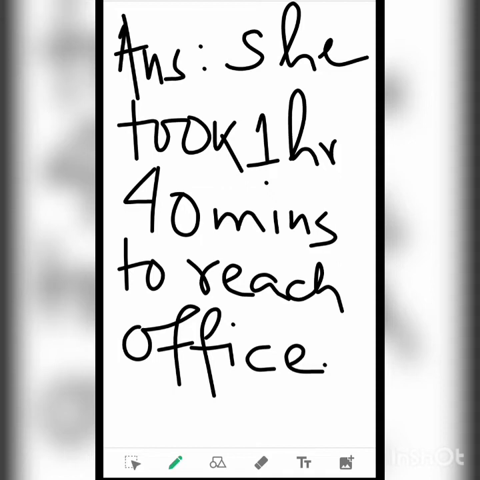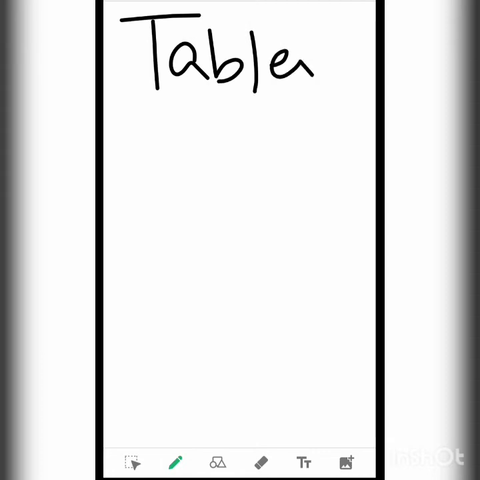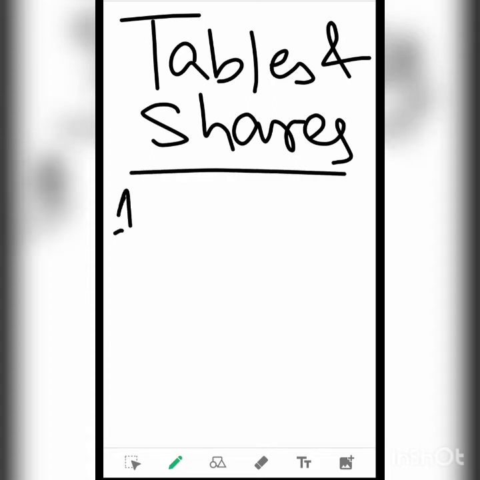Now coming to the next topic, tables and shares. We will move to a new board for doing any sum on tables and shares. Tables and shares. Now as you know, tables stand for multiplication, shares stand for division. Suppose I have been given a sum, we put it as question number 2 for today.